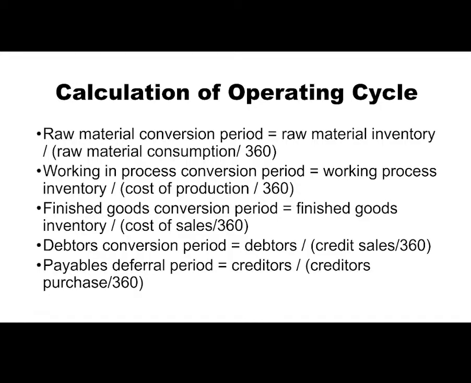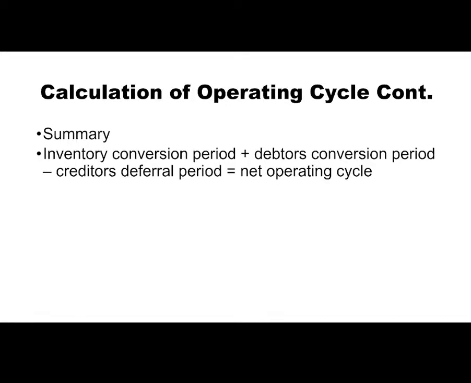So in summary, we are going to have the inventory conversion period. You add the debtors conversion period. You subtract the creditors deferral period so that you can get the net operating cycle. So I hope we are together up to there. If you have any questions or any ratio you have not understood, please let me know.